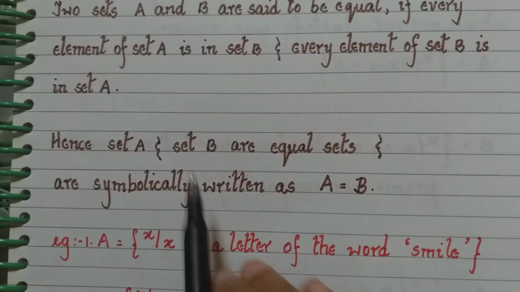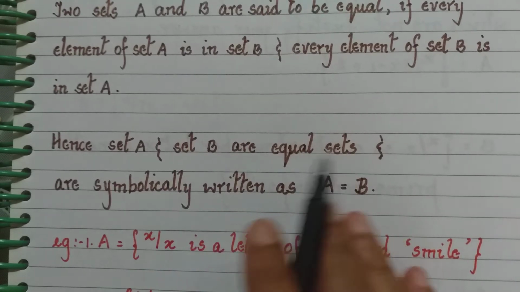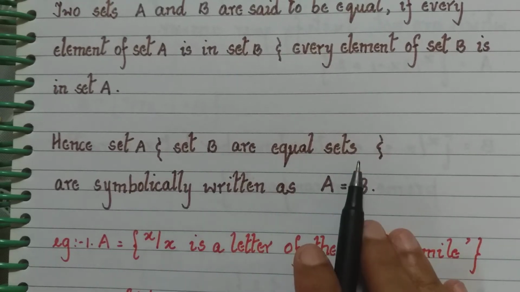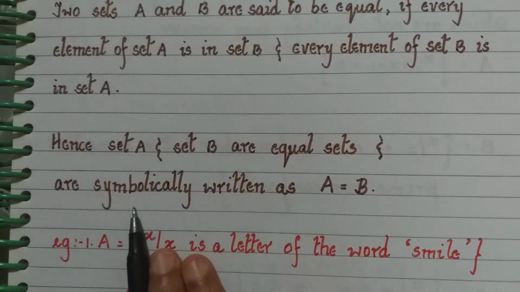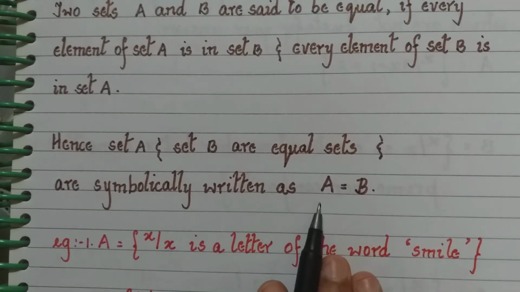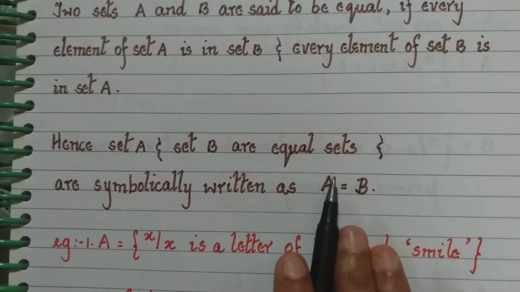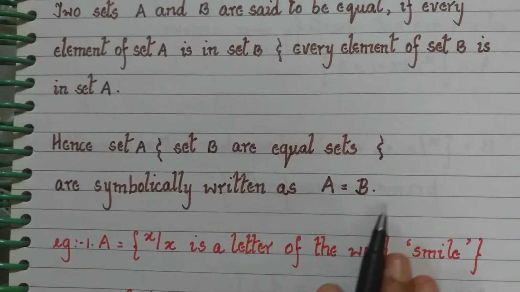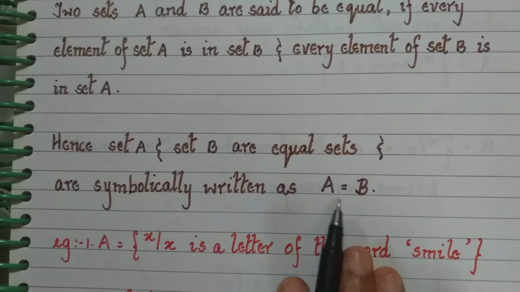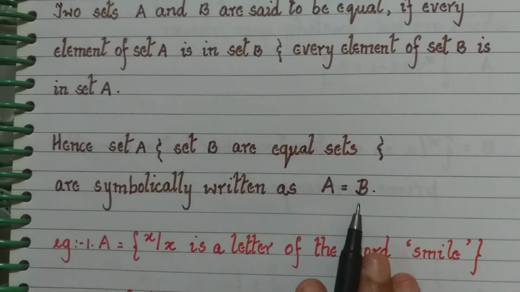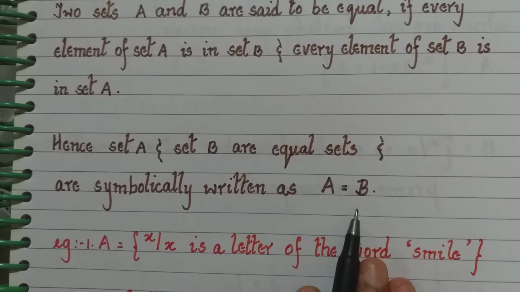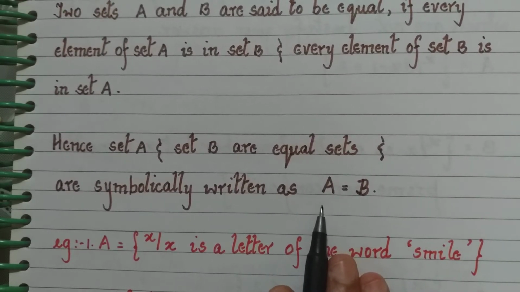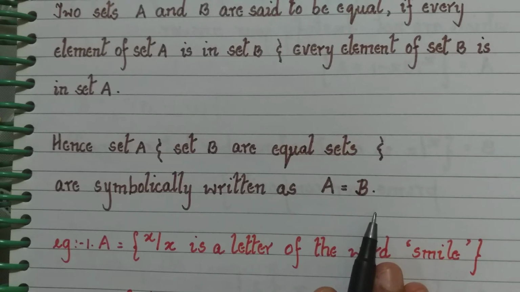So when we say that the two sets are equal, set A and set B are equal sets, then how do we write it symbolically? That is using symbols A equal to B, because sets are represented by capital letters. So set A equal to set B. When we read it just as A equal to B, but here we are talking about sets, so therefore this is set A is equal to set B.